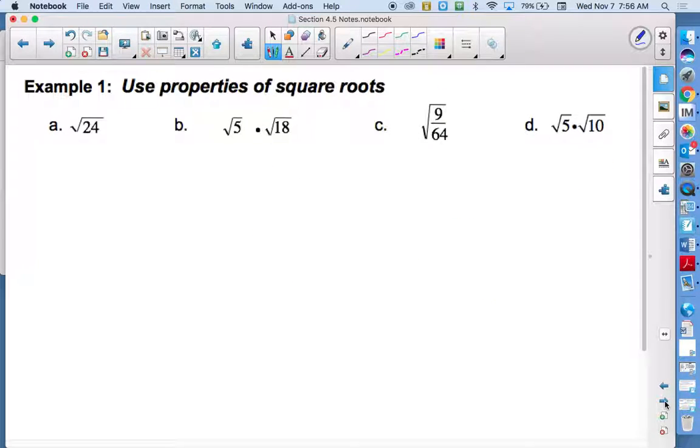So see if you can try and look at these 4 problems. Try and simplify them. First one is just the square root of 24, and then we have two numbers that are being multiplied together. Two radicals are being multiplied together. We have a fraction in there.